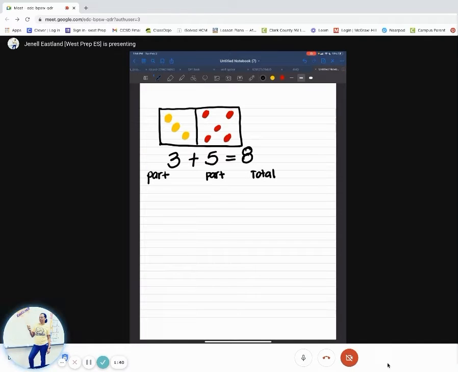And the reason you're going to see me spend some time on this is because we have some situations or problems where we don't have 2 parts together, right? Where we're trying to figure out a missing part. For example, listen to this one. So today is Tuesday, and Miss Eastland started out her day with some candy, right? I started out my day with some candy, okay?